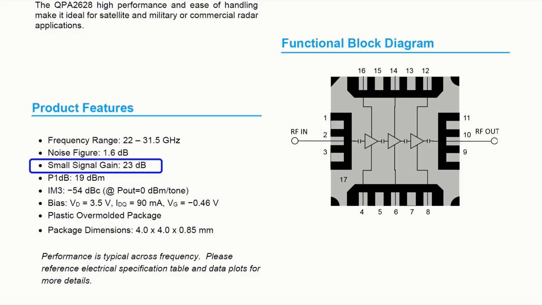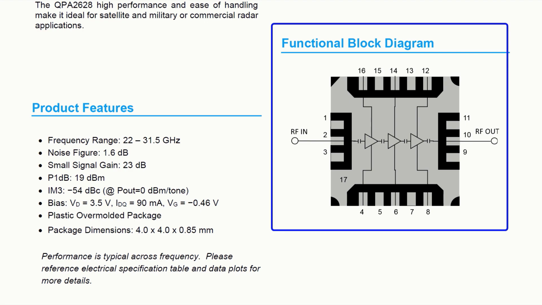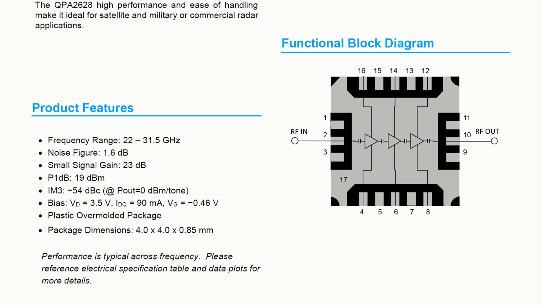Gain of this low noise amplifier is 23 dB. Noise figure is 1.6 dB. Package dimensions are 4 by 4 mm. It has a QFN package. This is the block diagram of this LNA. It has a total of 16 pins. Pin number 2 is RF in and pin number 10 is RF out.